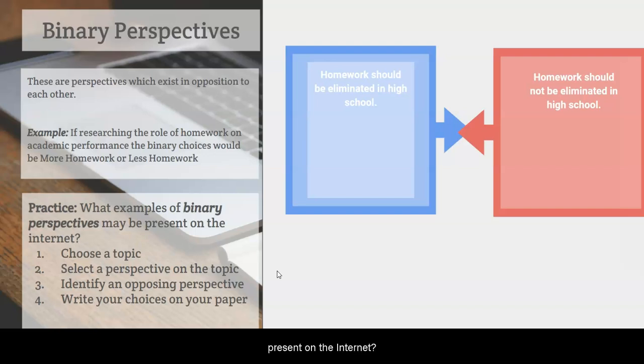So thinking about the issue you identified with our first activity, what examples of binary perspectives might be present on the internet? We're going to go ahead and pause here as first you choose a topic. It does not have to be about your issue on school, but it could be. And think about what kind of binary perspectives might be present on the internet. Choose a topic, select a perspective on that topic, and then identify an opposing perspective. Then write your choices on the paper. So you're going to pause the video while you go through those 4 steps. Ask your instructor for assistance if you need help or clarification, and then when you're done, resume the video.